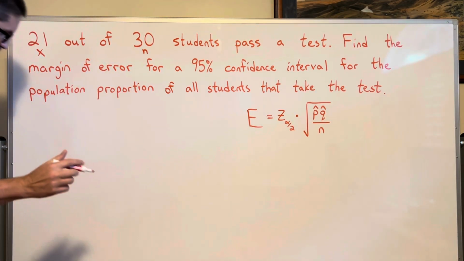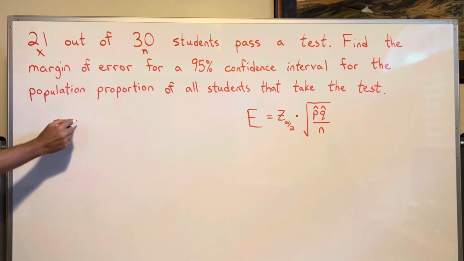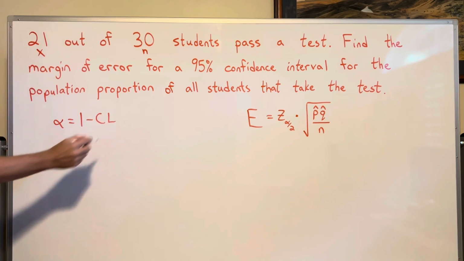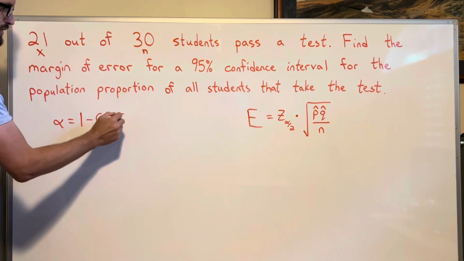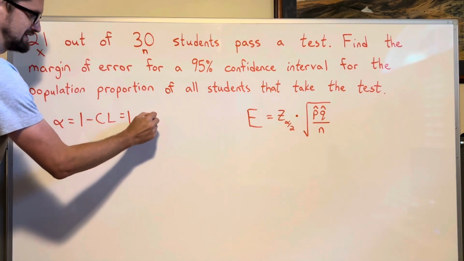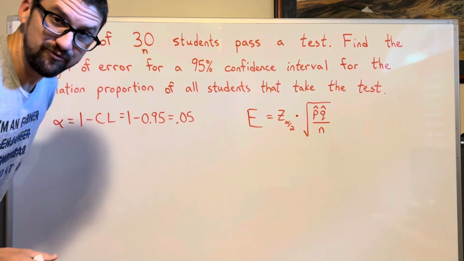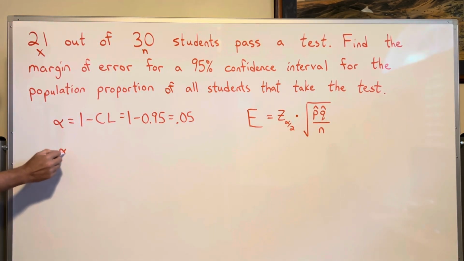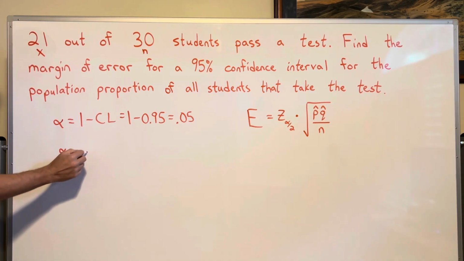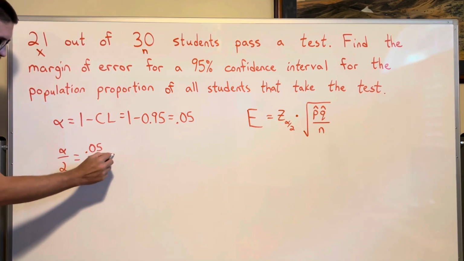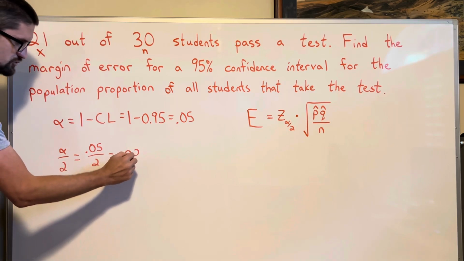We need the alpha, which is 1 minus the confidence level. In this case, 1 minus 0.95. That'll be 0.05. So that means alpha over 2 is going to be 0.025.